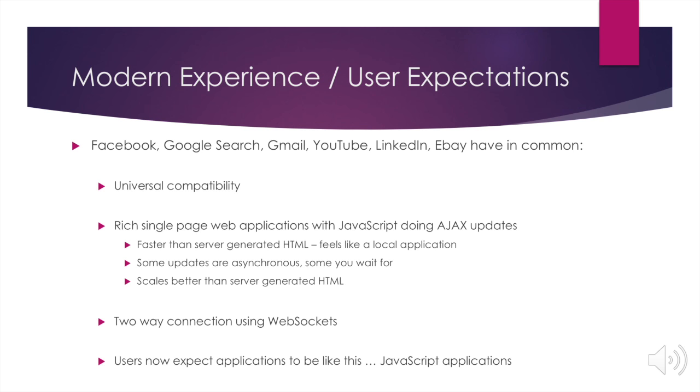People now expect to use applications that look like Facebook, Google Search, Gmail, YouTube, LinkedIn, and eBay. They have universal compatibility with clients because they work on every browser. There's a single rich page web application with JavaScript doing Ajax updates, which is faster than server-generated HTML. It feels like a local application. Some updates are asynchronous, some you have to wait for, and it scales better than server-generated HTML, which can be very slow. They use two-way communication using WebSockets. Users now expect applications to look like this.